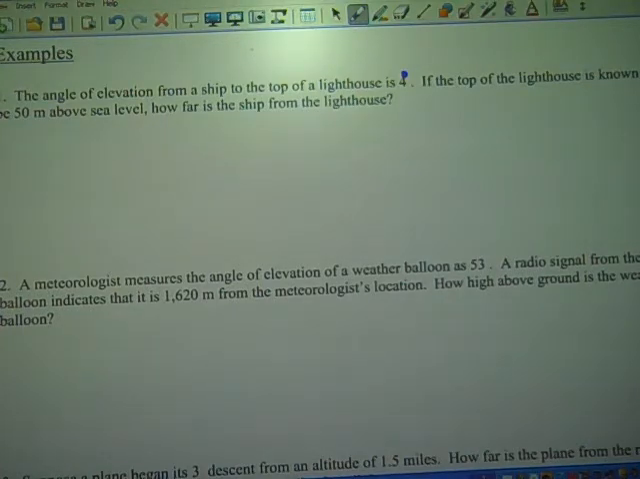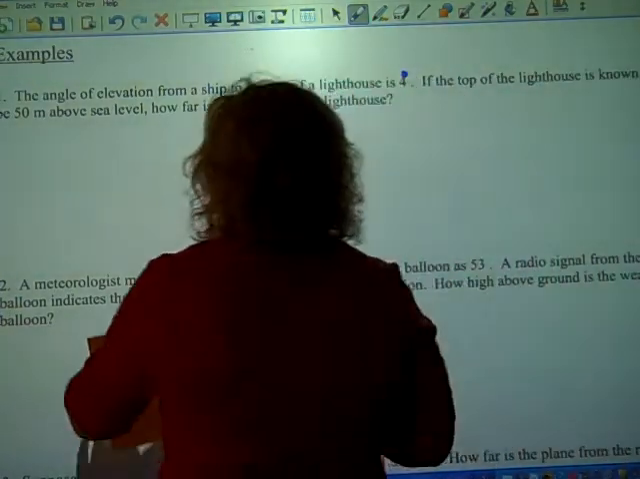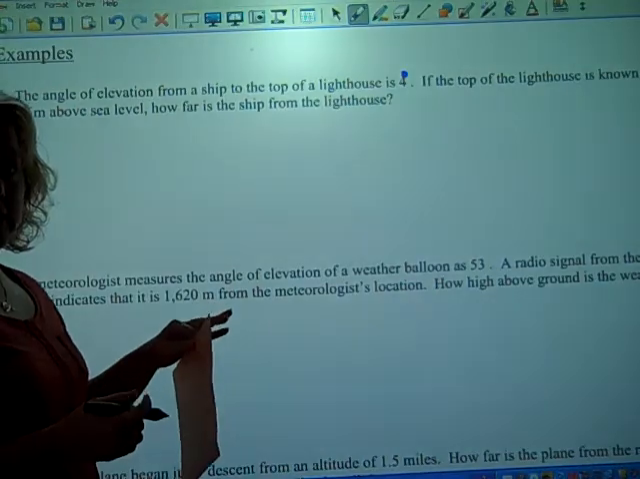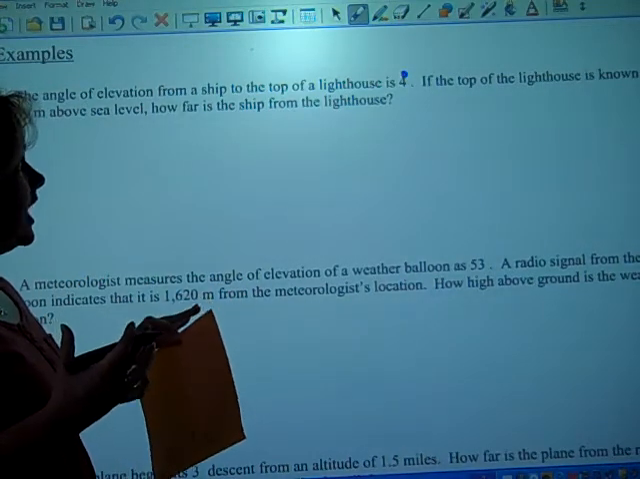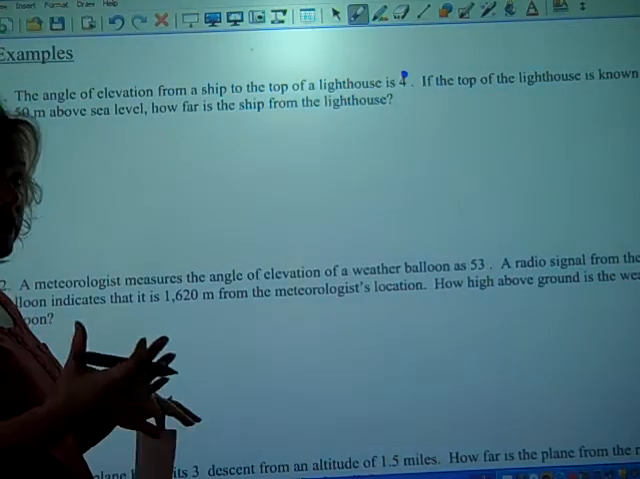I'm figuring something out, but the picture is going to make a lot more sense. So the first thing I need to do is I need to visualize what's happening here. So an angle of elevation from a ship to the top of the lighthouse. So I'm going to draw a ship.